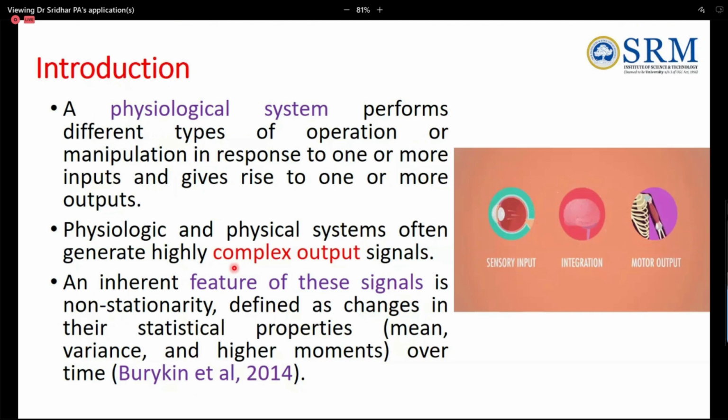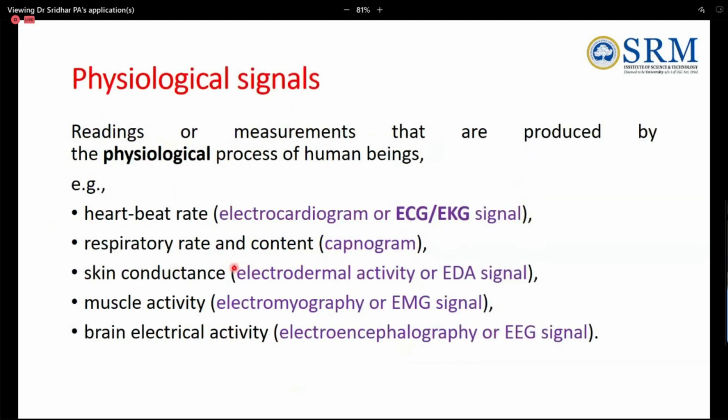Birkin et al. in 2014 defined these signals as changes in the statistical properties over time. So we need to take that as information while we perform any type of analysis on these physiological signal properties. The main aim is to understand these measurements and how they change in response to any kind of symptoms or any kind of process.